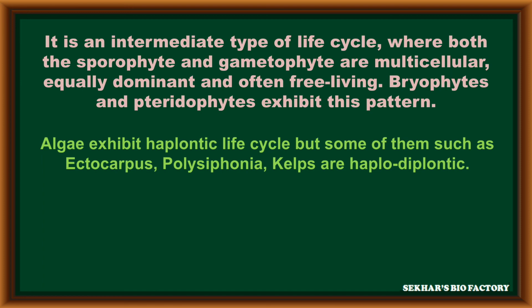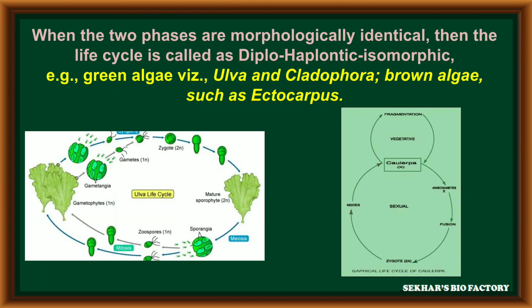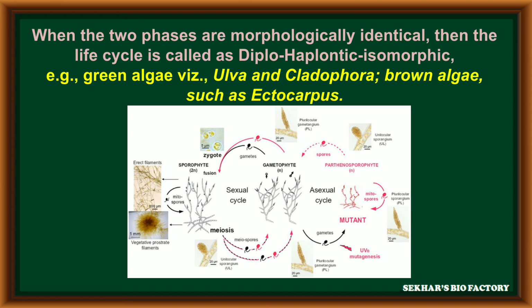Most algal members exhibit the haplontic life cycle, but some members like Ectocarpus, Polysiphonia and Kelps have a Haplo-Diplontic life cycle. When the two phases are morphologically identical in the life cycle, such life cycles are called Diplo-Haplontic isomorphic. Examples are the green algae like Ulva and Cladophora, and brown algae such as Ectocarpus. These members show the Diplo-Haplontic isomorphic life cycle.